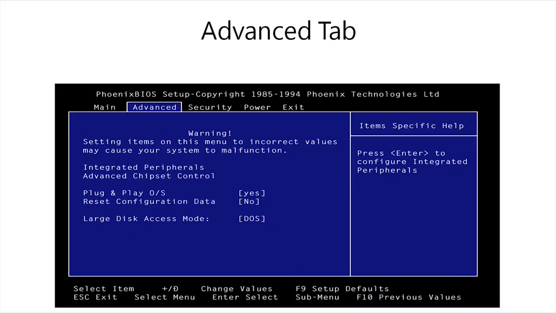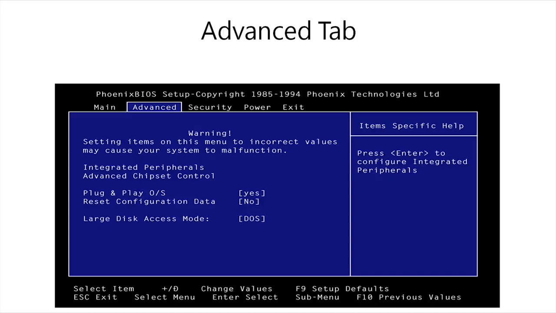And we have the advanced tab, so this is the next tab over. This is what it looks like. So setting items in this menu to incorrect values may cause your system to malfunction. All you have to do is get back in here and reset to factory defaults. Restore factory defaults and it should boot. You can see down there F10 previous values. Somewhere in here in the power, exit, or main, you'll have reset to default configuration. Plug and play OS, reset configuration data. That's where you do it right there.